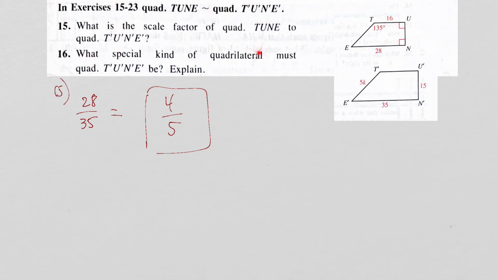Number 16, what type of quadrilateral must this be? Well, if these are right angles, that means this is parallel to this. So if these are similar, this is parallel to this. So if the bases are parallel, this must be a trapezoid.